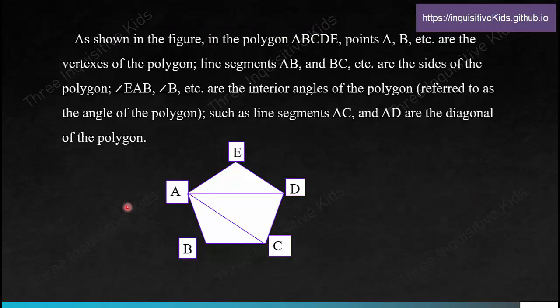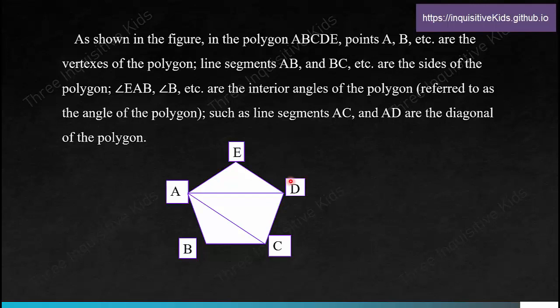As shown in this polygon figure right here, the polygon ABCDE, points A, B, and so on are the vertices of the polygon. So these points where the line segments intersect are the vertices. Vertices.